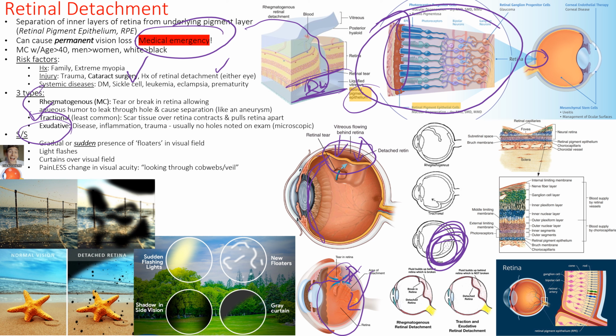Okay? So signs and symptoms, it's gradual, right? Or it could be sudden. Sudden onset is what we're concerned about when they have sudden vision changes, right? Especially after a trauma of some sort, right? They get flashes of light as their retina is being torn off the back of its membrane, okay? It's curtains, literally, over the visual field.